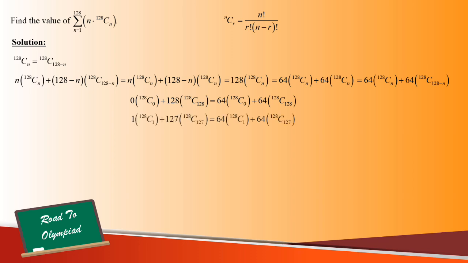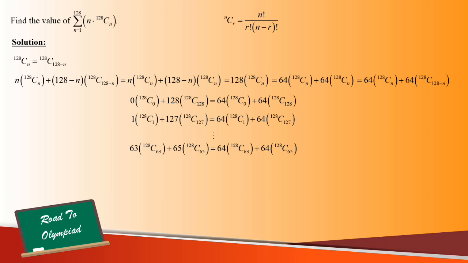Also, we have 1 times 128 choose 1 plus 127 times 128 choose 127 is equal to 64 times 128 choose 1 plus 64 times 128 choose 127. And we have this all the way until 63 times 128 choose 63 plus 65 times 128 choose 65 is equal to 64 times 128 choose 63 plus 64 times 128 choose 65.